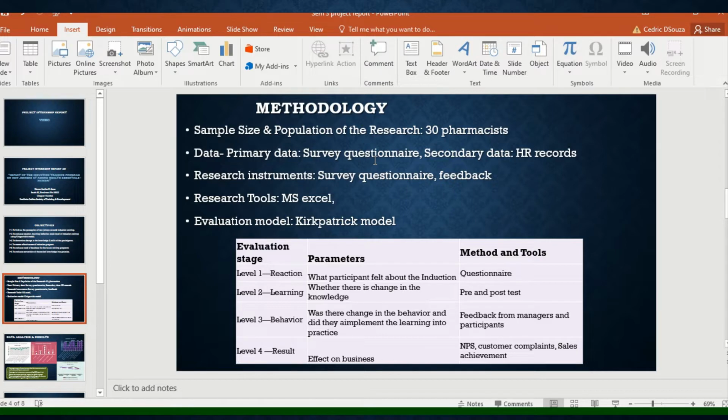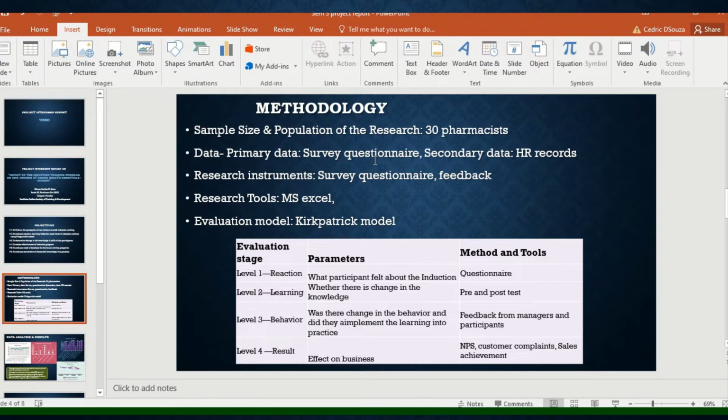The sample size we had used for this project is 30, and the population of the research were pharmacists. So all the participants were pharmacists who had newly joined our organization. For data, we used primary data as a survey questionnaire, and secondary data we got from HR records. As research instruments we used a survey questionnaire and feedback, the research tool that we used is MS Excel, and the evaluation model we used is the Kirkpatrick model.